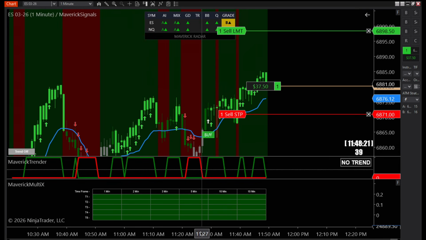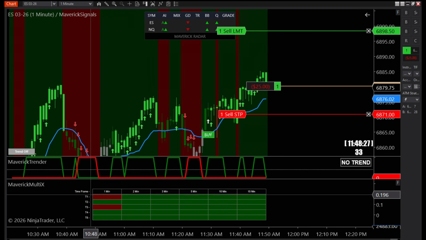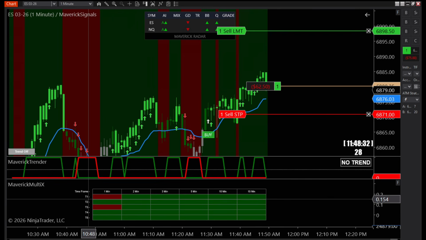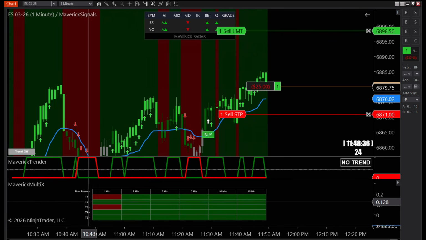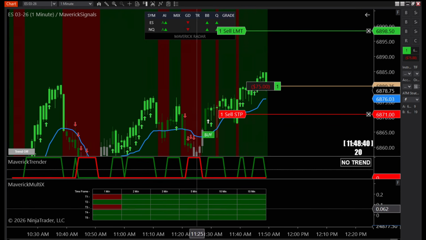Your Maverick Multi-X, 5 traders. Think of these as traders, 5 traders, they're all algorithms, across 6 time frames, and they're all voting every single tick. Are they bearish or are they bullish? And right now, most of them are bullish.